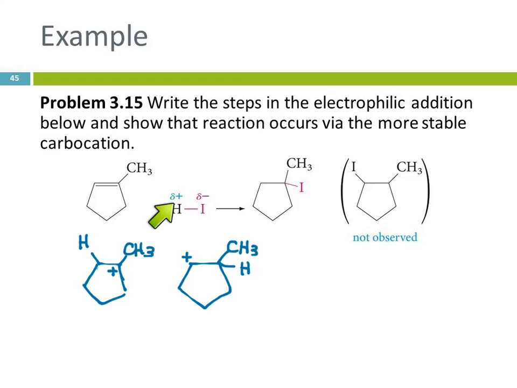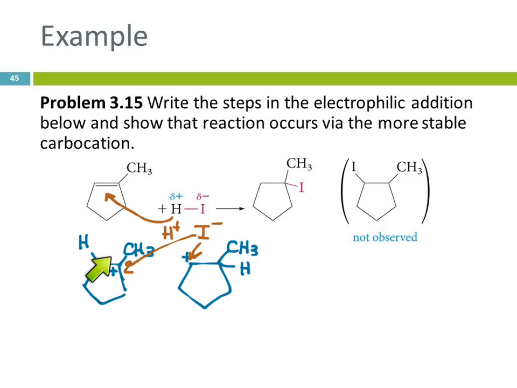The next step that would happen then is that the iodine will add where the positive charge is. So we've got the hydrogen ion going over there, and then we've got the iodide ion left. And the iodide is either going to go here or here, depending on which of these we made.